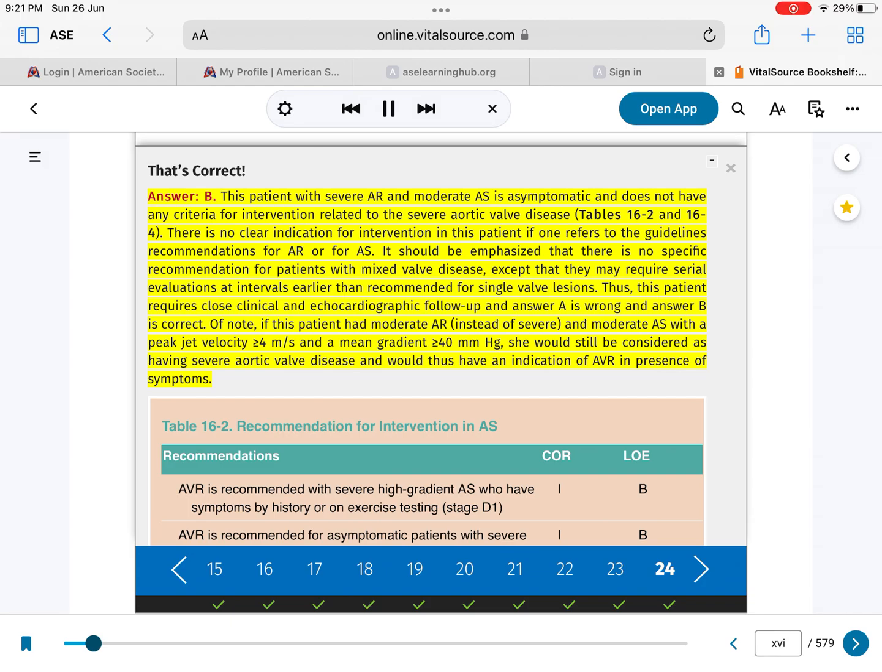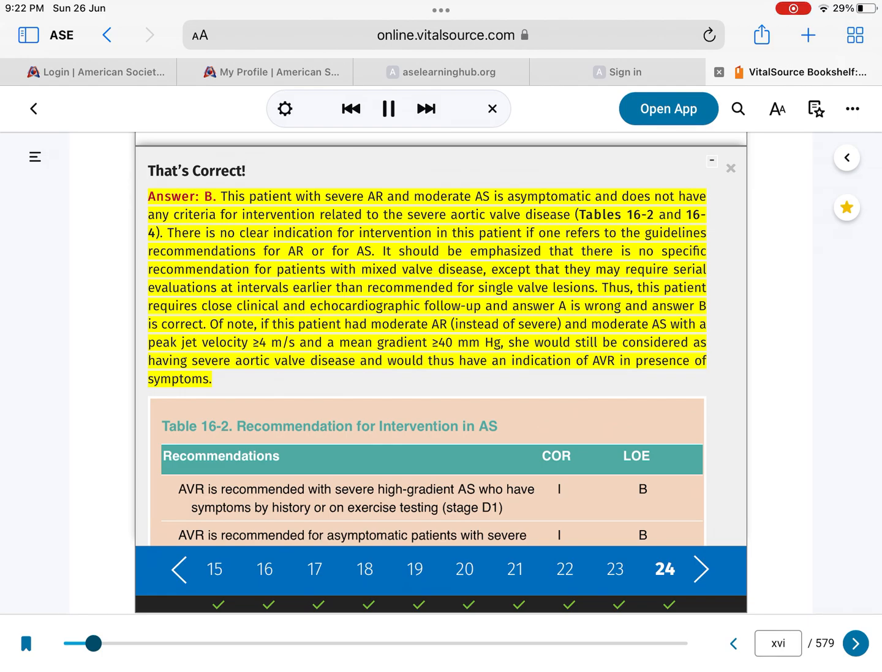It should be emphasized that there is no specific recommendation for patients with mixed valve disease, except that they may require serial evaluations at intervals earlier than recommended for single valve lesions. Thus, this patient requires close clinical and echocardiographic follow-up, and answer A is wrong and answer B is correct.